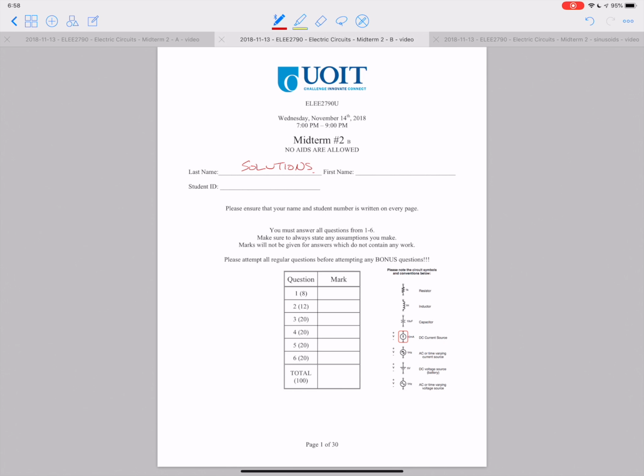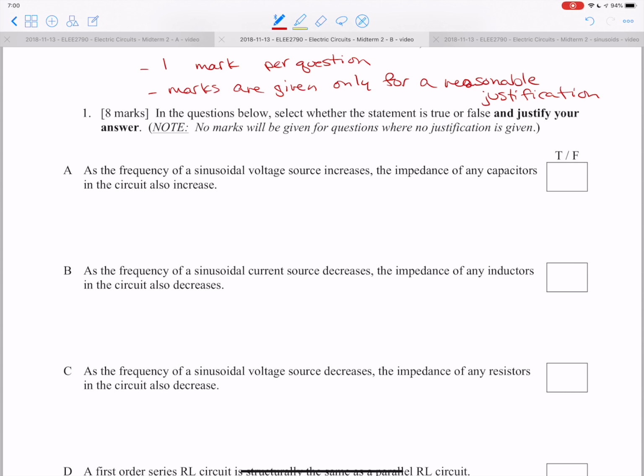In question 1, which is where we're going to be starting, there are 8 marks allotted to the question, but in fact there are actually 12 true and false questions, and each question is worth 1 mark, so the total number of marks available in question 1 is 8. Going through question 1, the things you need to know are that there is 1 mark per question, and marks are given only for a reasonable justification. So getting a true or false correct will not give you a mark, getting a justification correct will.